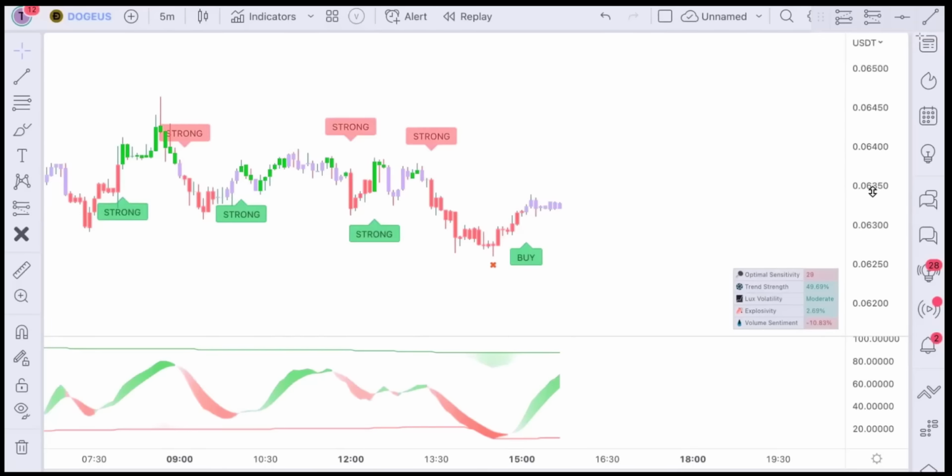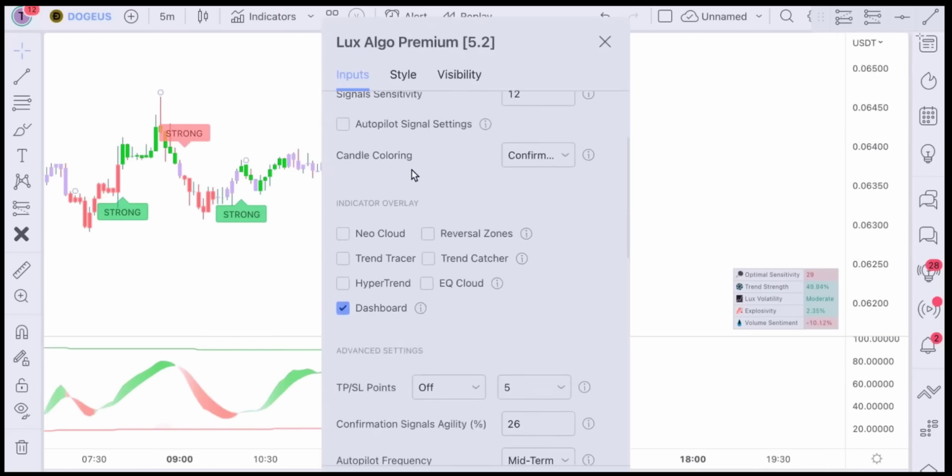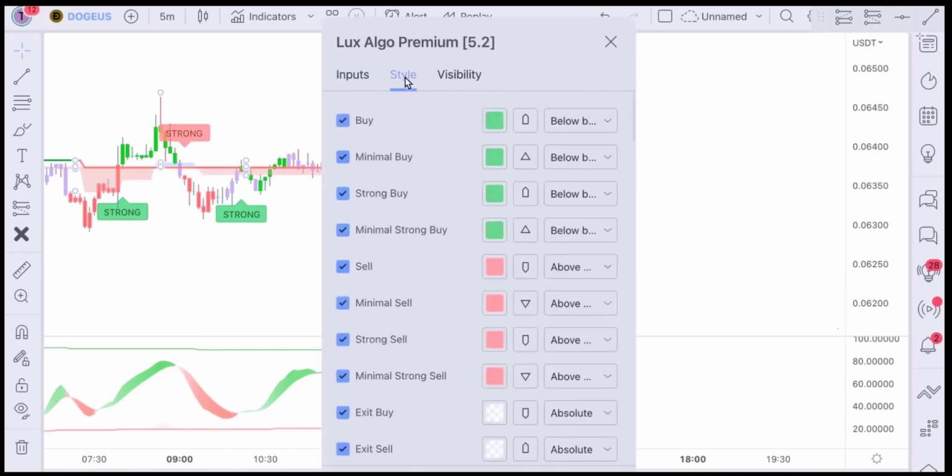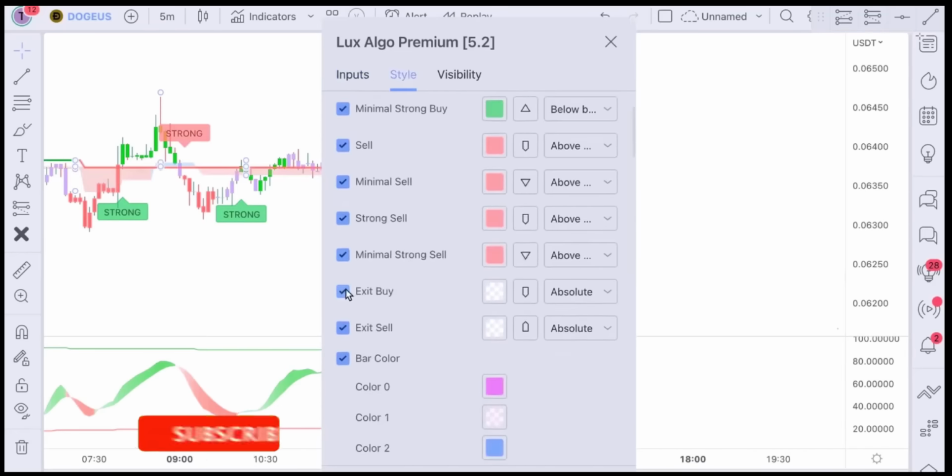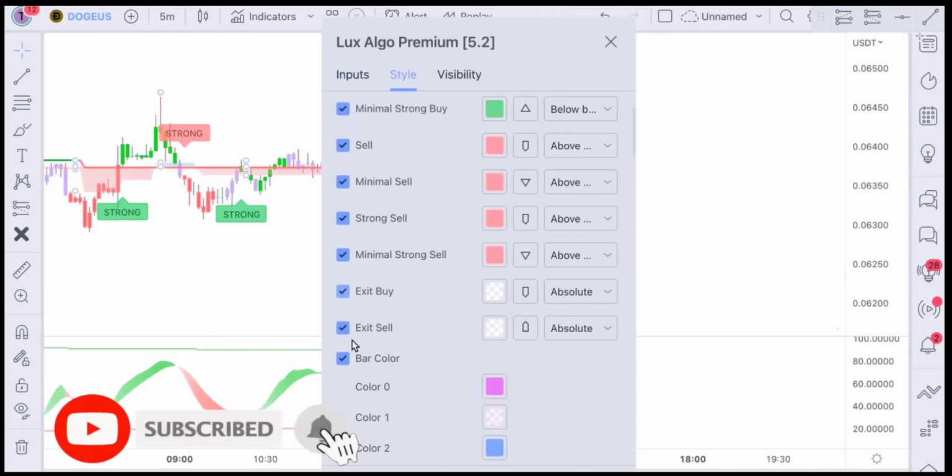Okay, for my backtesting, I'm going to be using the price of Dogecoin on a 5-minute time frame. And before we proceed with our strategy, we need to make some adjustments to this buy and sell indicator. So in the input section, let's first disable the dashboard and enable the Neo Cloud and Trend Catcher. And in the start section, let's get rid of these exit buy and sell signals.